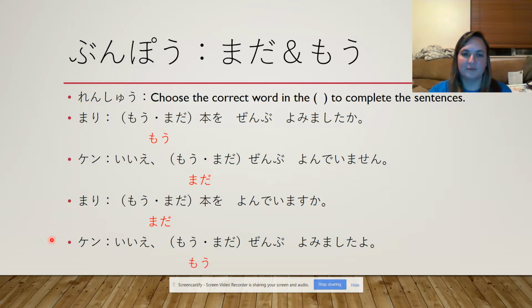If you picked mo, you are correct. In this case, he's saying I already, right? I've already read it all. Mo. So she's like, are you still reading it? Nope, I've already read it.